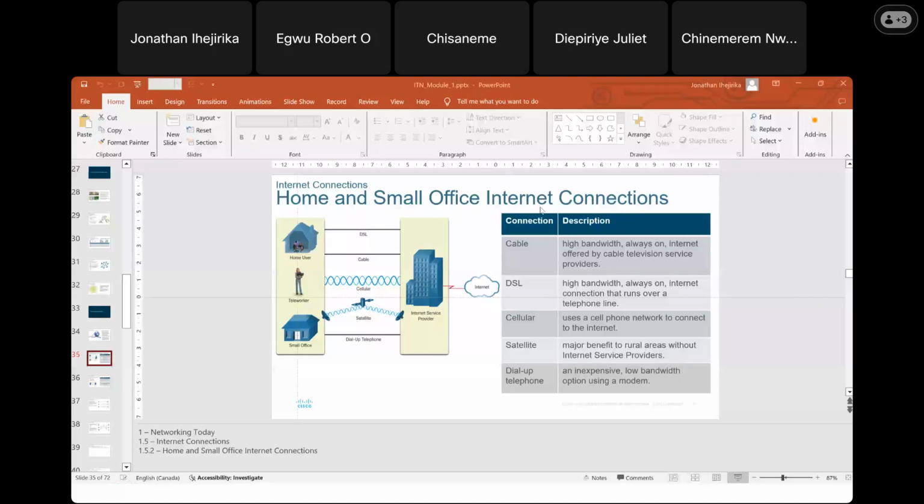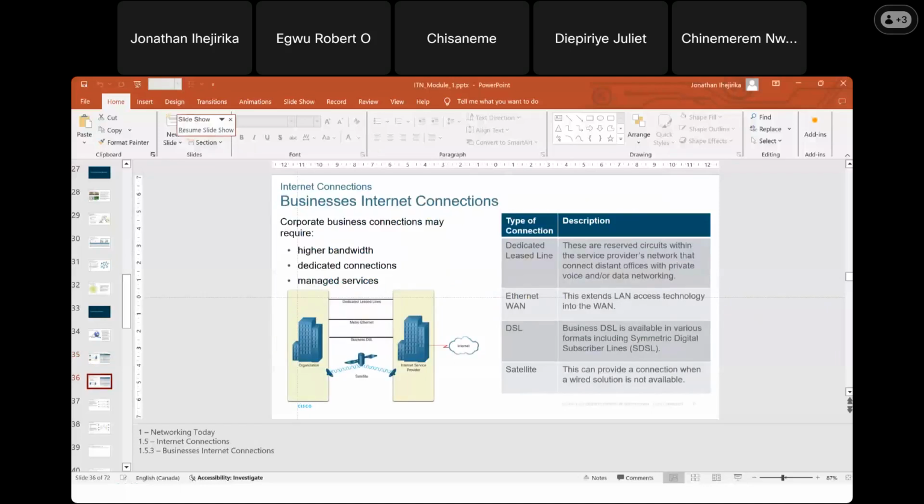Okay, so business internet connections are still a kind of connection. In corporate business, connections may require higher bandwidth. Now, what is bandwidth? Bandwidth is the distance between two communication devices. Yes, the distance between two communication devices. It has higher bandwidth, dedicated connections, and managed services. And that is what we are talking about, business internet connections.